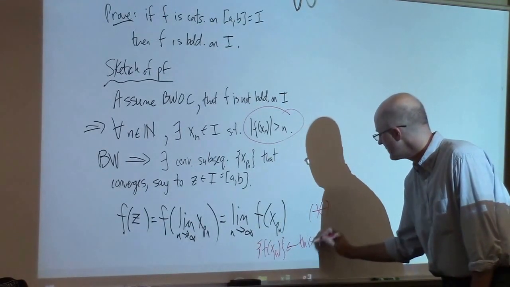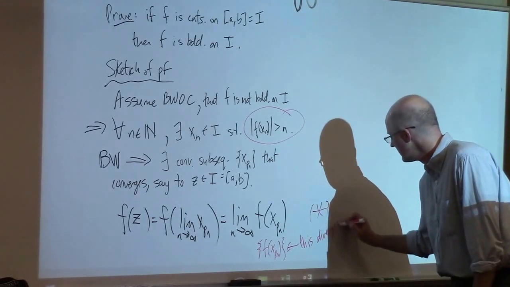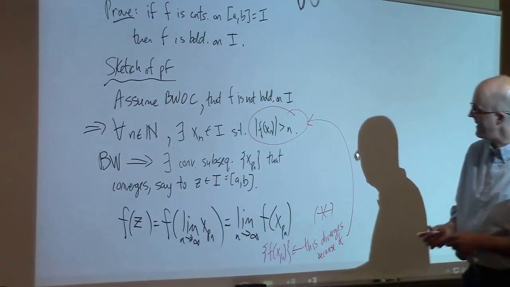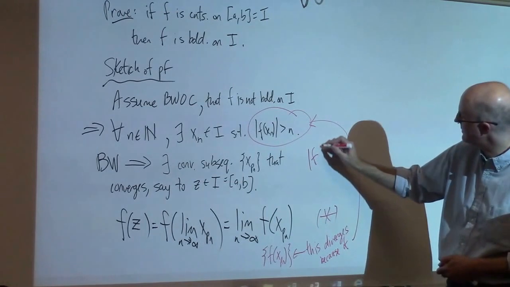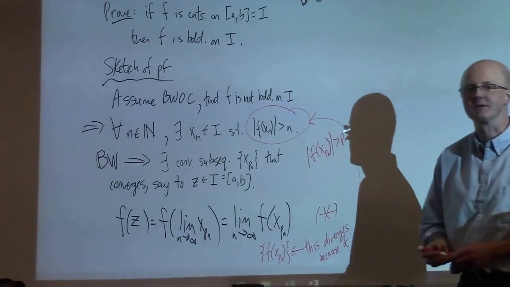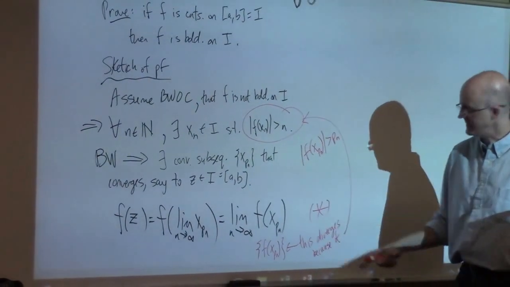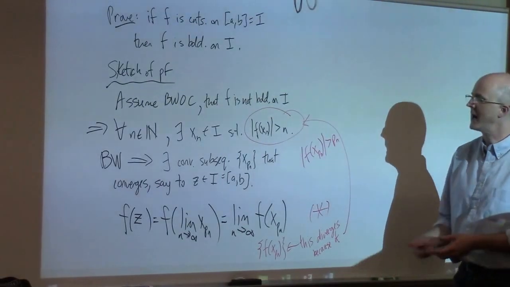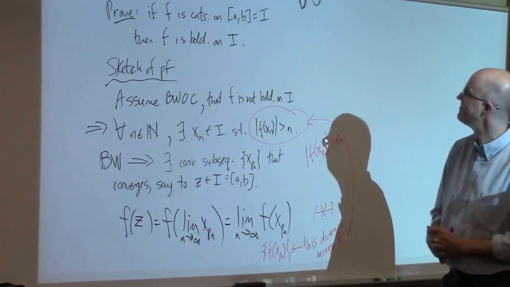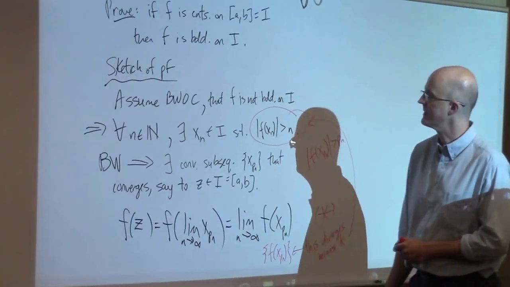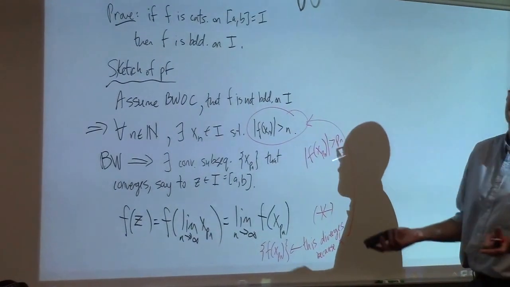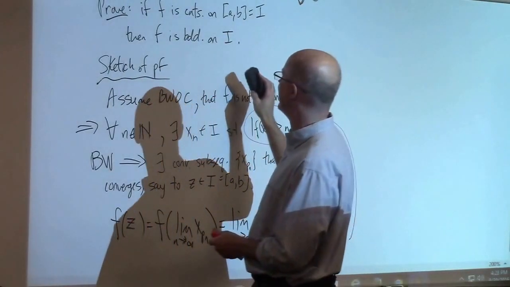This sequence diverges because of this fact up here. You could say, as an inequality, the absolute value of f of x sub p_n is bigger than p_n. p_n is an integer. Okay, and that would be enough to say this sequence diverges. So there's your contradiction. That would say f is bounded on I. So that's the first paragraph of the proof of the extreme value theorem. Sketch of it. You'd want to give more detail, although there's a fair amount of detail here, there wouldn't be too much you would have to add.